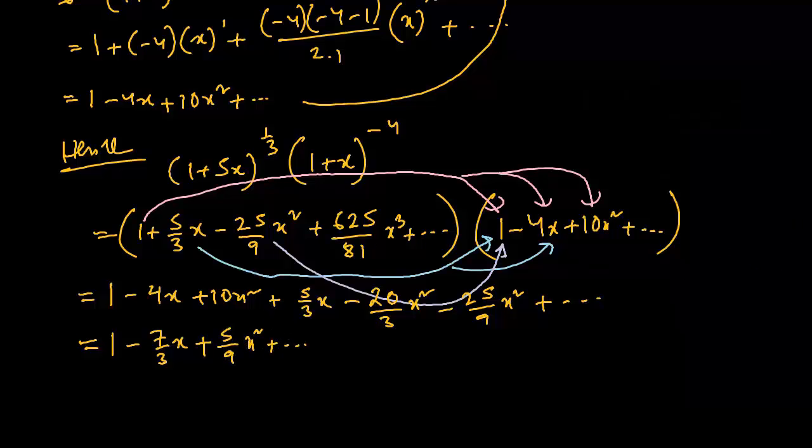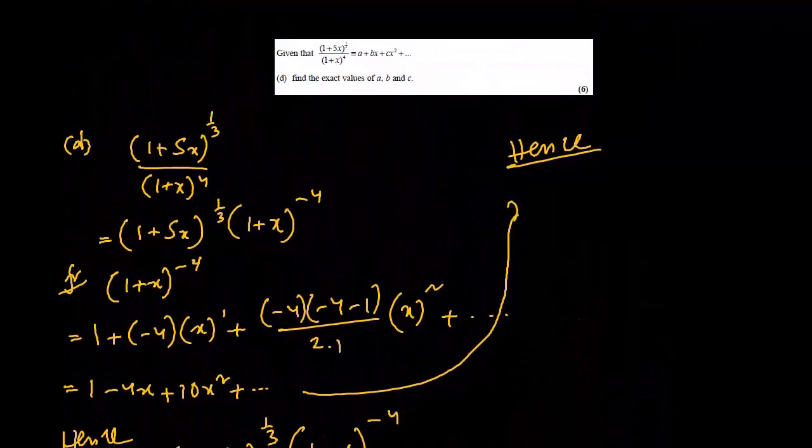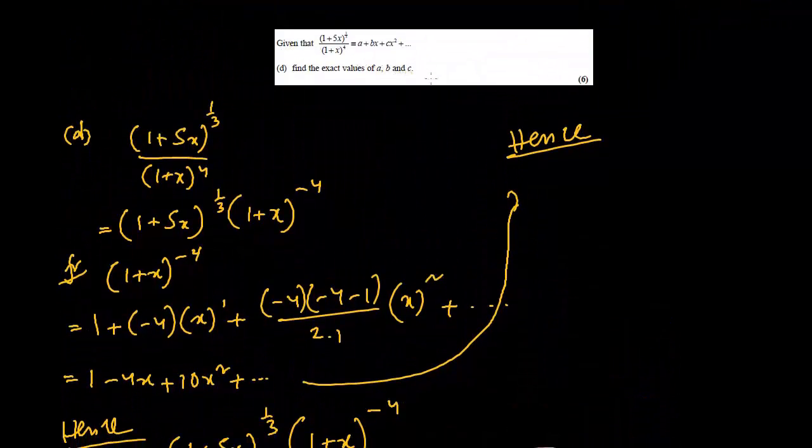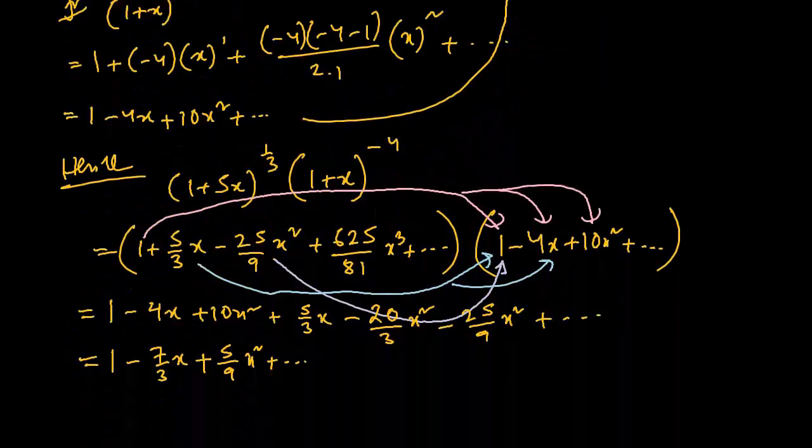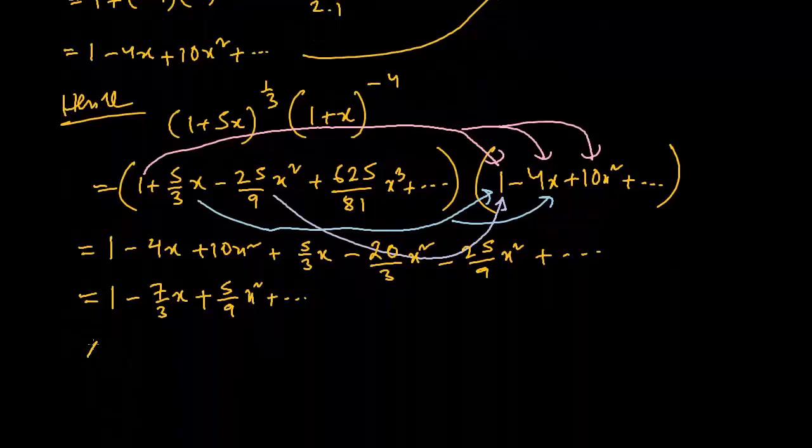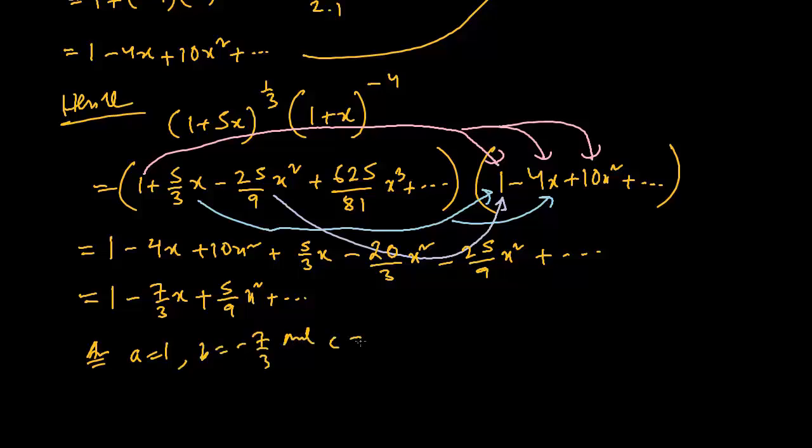Now we have to find the exact values of a, b, and c, and we know that the coefficient of x is b and x squared is c. So the answer should be a equals 1, b equals minus 7 by 3, and c equals 5 by 9.